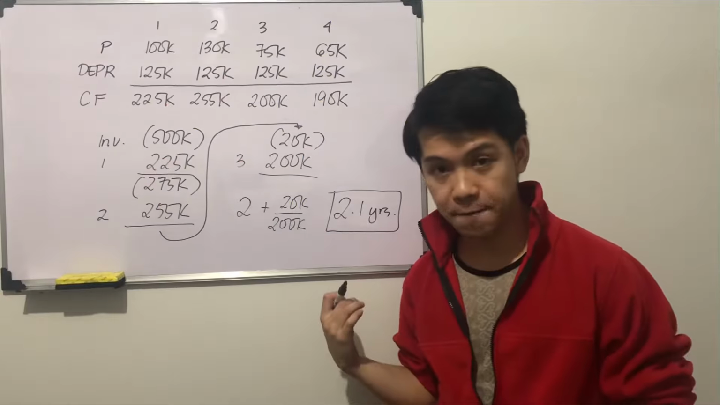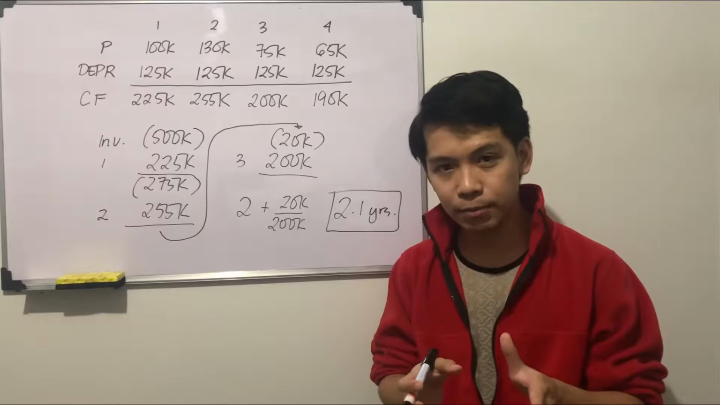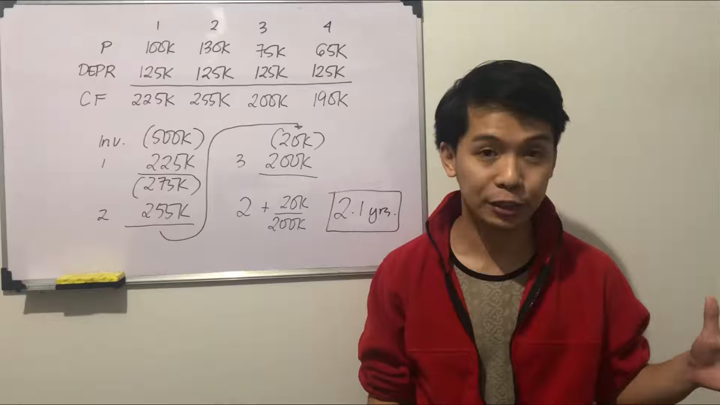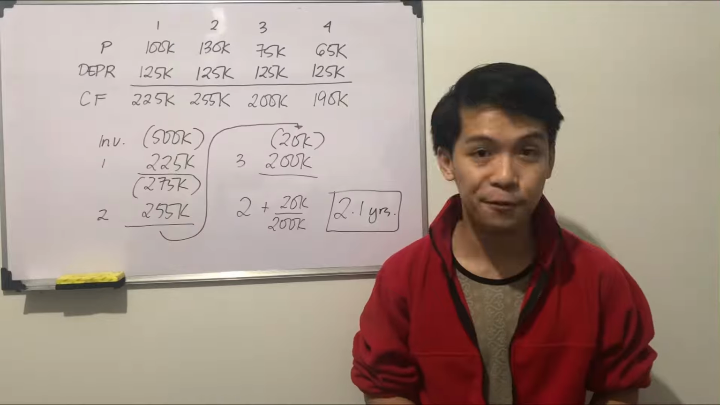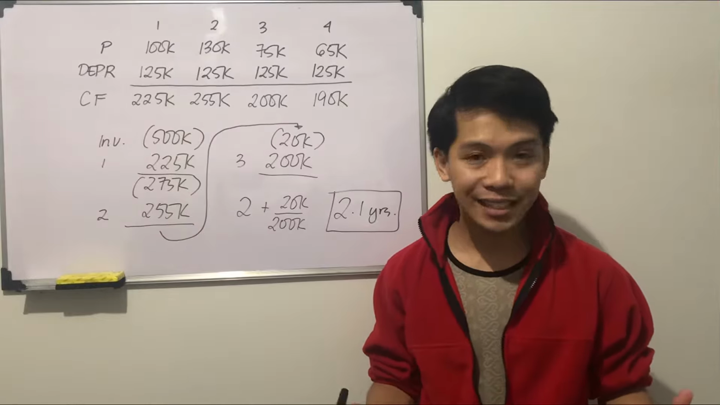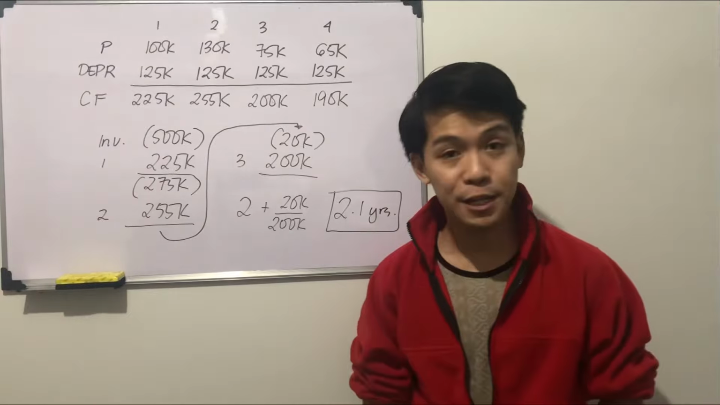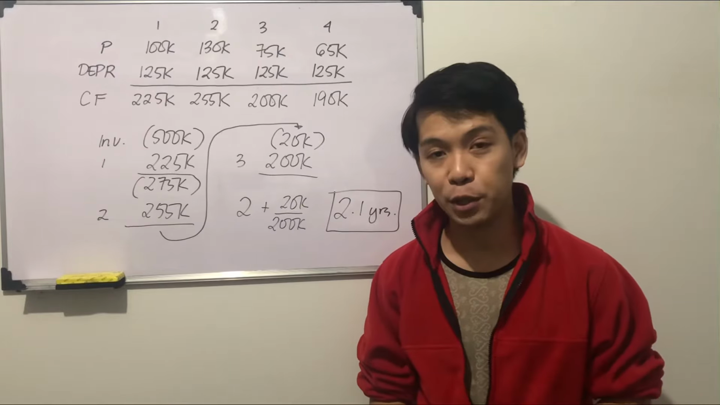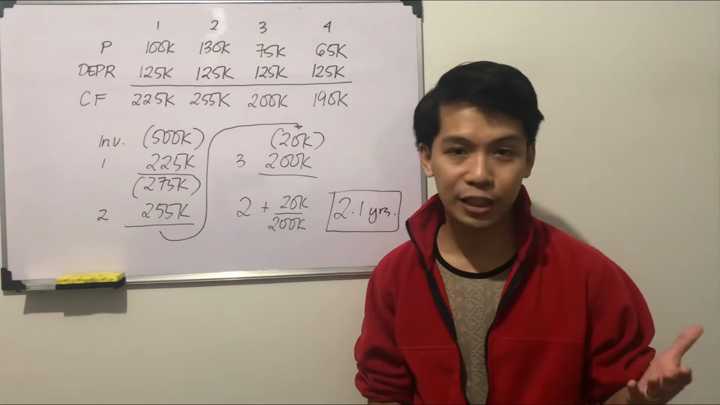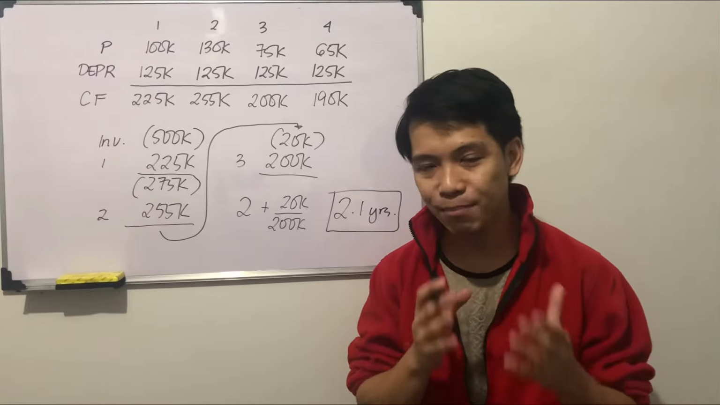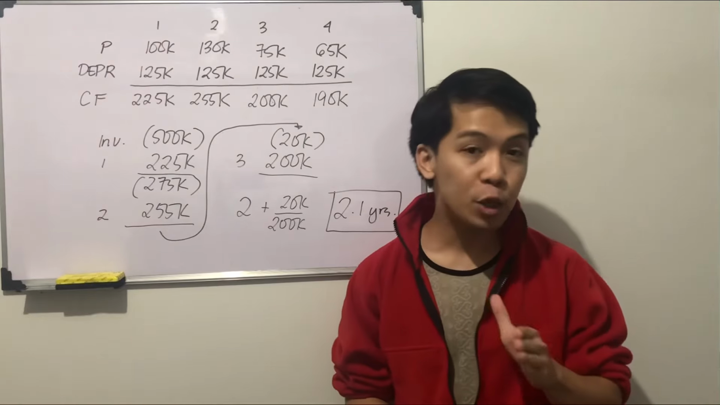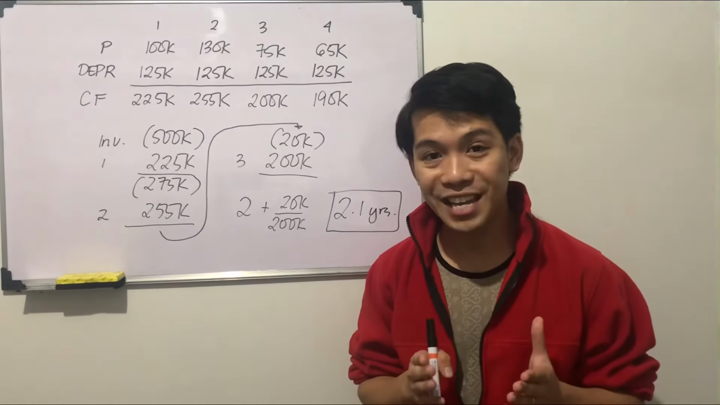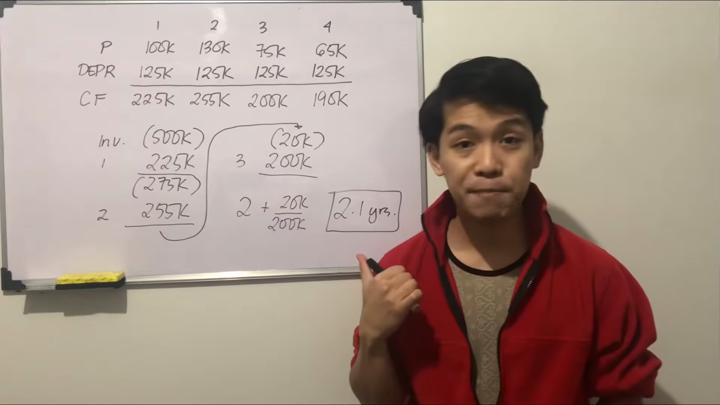What does this figure mean? This figure simply means from the time of investment, it would take 2.1 years to recover that amount of investment. Does it say anything about the project's profitability? No. It doesn't say anything about whether this project is going to earn us or give us losses. What it simply tells us is that it would take 2.1 years to recover the investment amount.